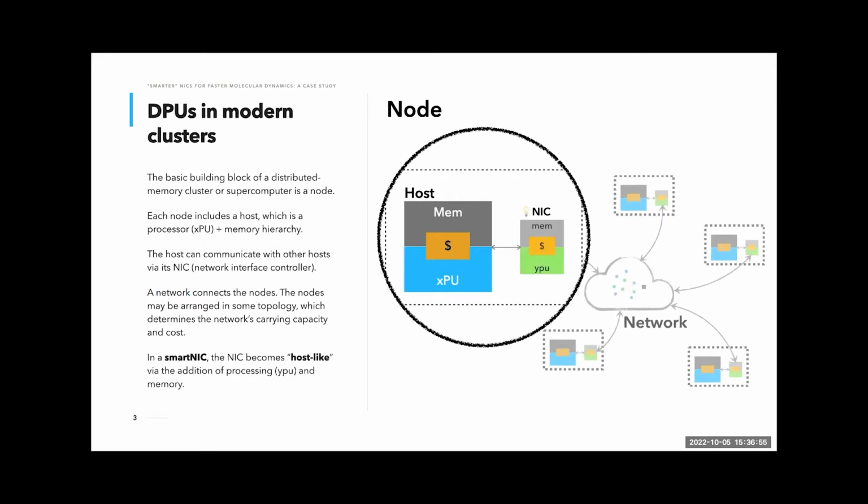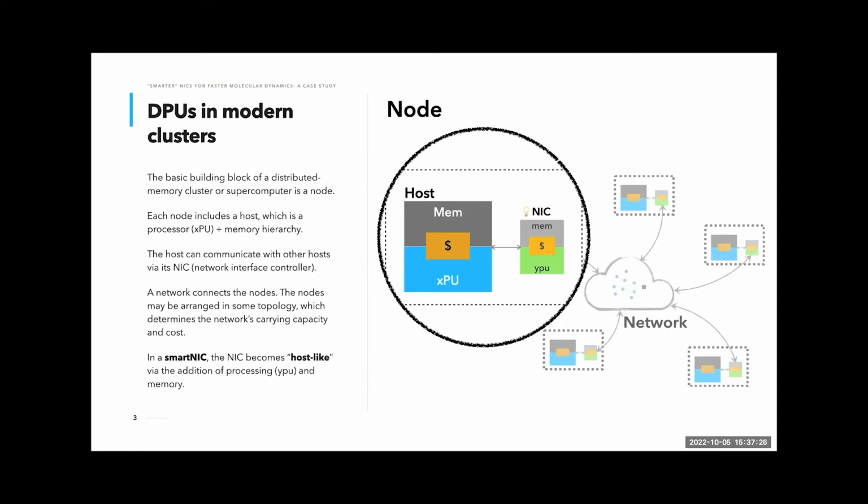The idea of a data processing unit or DPU is to extend the computational capabilities of a network interface card by adding a processing unit and memory. However, compared to the host, its computational power is lower. The question is what we can do with such a lightweight processing unit on a network interface card.